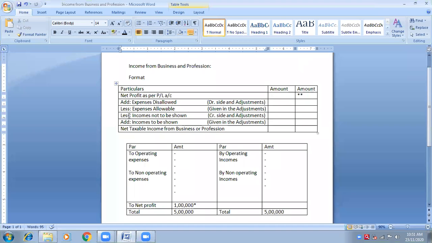So, less incomes not to be shown. These are those incomes that have already been added, and we need to deduct them. Suppose profit on sale of furniture is my non-operating income and has been added here. Look at the second format. This is the question that will be available to you.